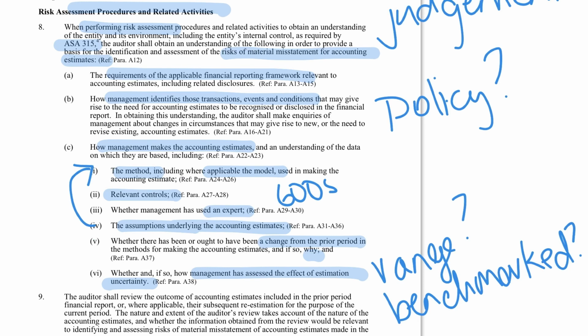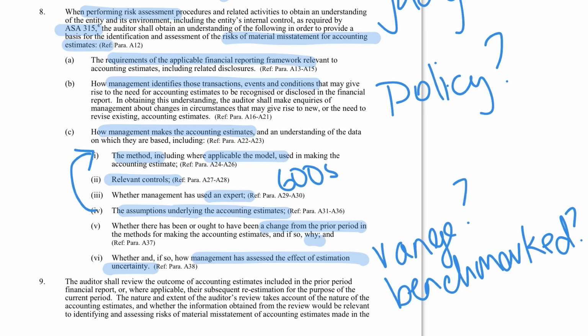So I have to look at all of these assertions, and I have to look at the accounts. So I have to review the outcome of the accounting estimates. So I need to think about, have we looked at all the information to actually assess this? So we go back to the method. Are they using the right method? Compare this to our other clients. What are the controls? Did they use an expert?